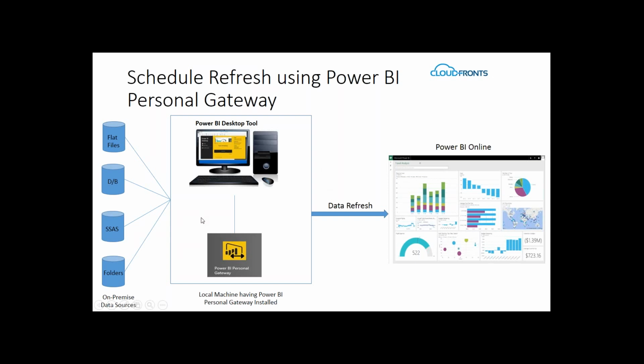You can see on the left-hand side, you have on-premise data sources like flat files. It can be a text file, a CSV file. You can have an on-premise database. You can have data from different folders. So what it does is, in the Power BI desktop tool you develop your report, and on the same machine you have your Power BI personal gateway. So this personal gateway will help you pull your data from the on-premise data source to Power BI online.